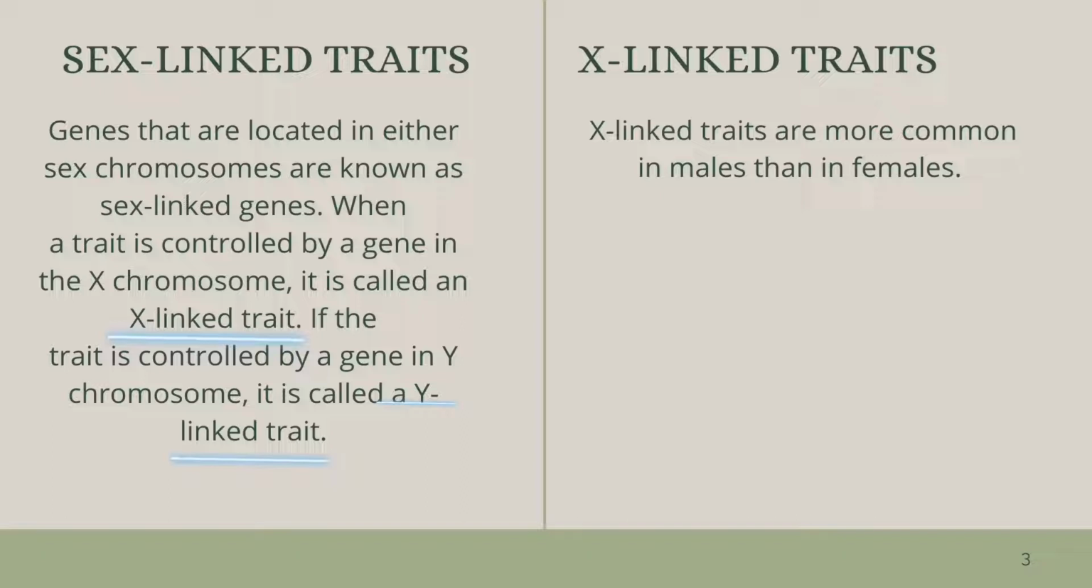In females, X-linked traits are less common. Since females have two X chromosomes, it means that before a female expresses the X-linked trait, the allele for the trait should be found in both X chromosomes. If only one of the chromosomes is affected, the female is said to be a carrier of the trait but does not express it in her phenotype.